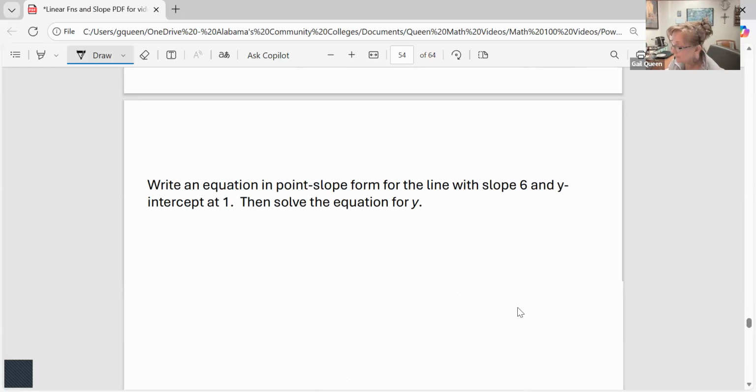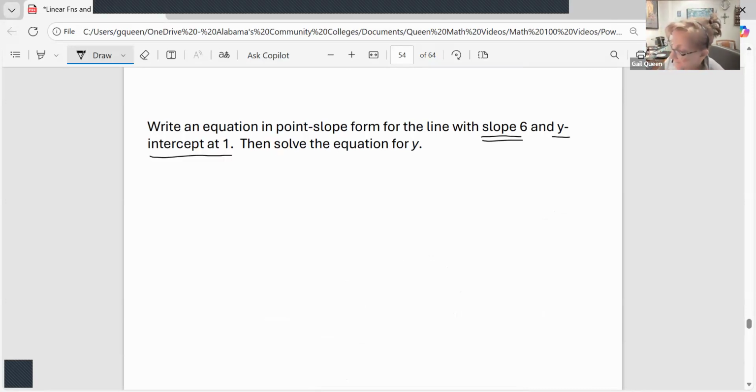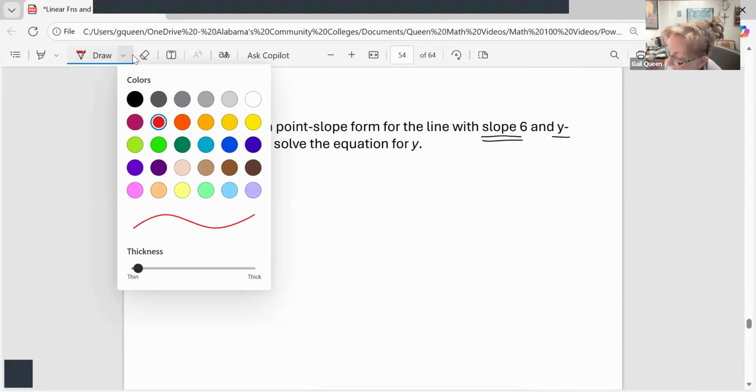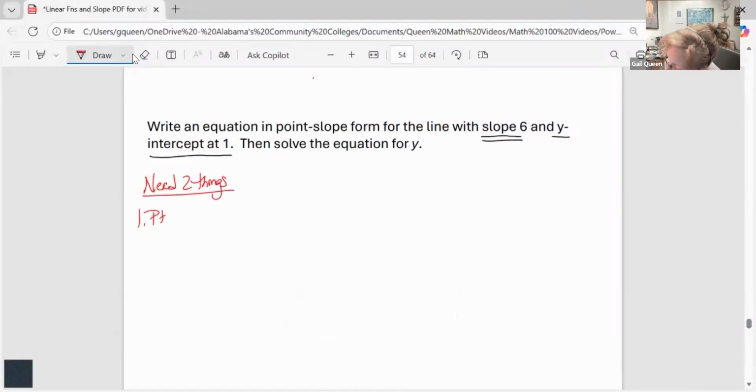All right, let's try another problem here real quick. Find an equation in point-slope form of the line with slope equal to 6 and the y-intercept at 1. Okay, so here's the deal. If I'm going to write the equation of a line, I need 2 things, and you've got to be careful to not screw this up, okay? You need 1, a point on the line, and 2, you need the slope. Well, the slope in this case is given outright. The slope is 6, so that's not a problem.